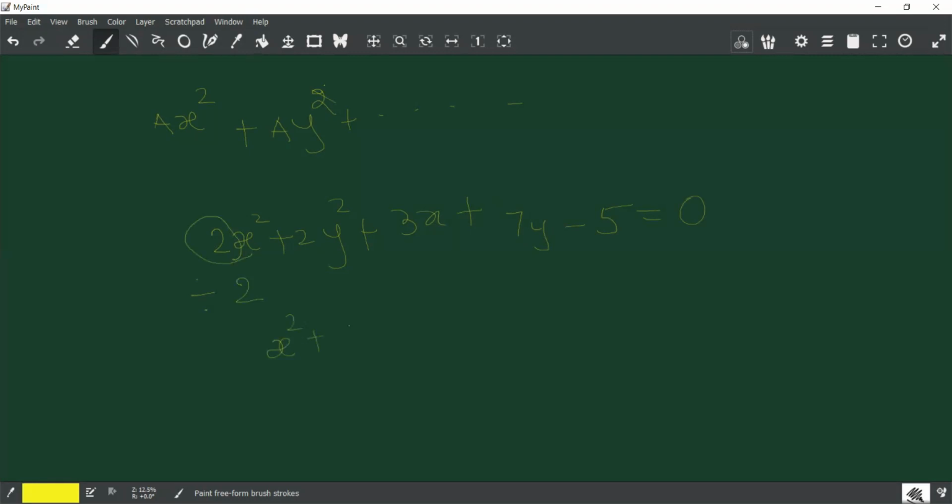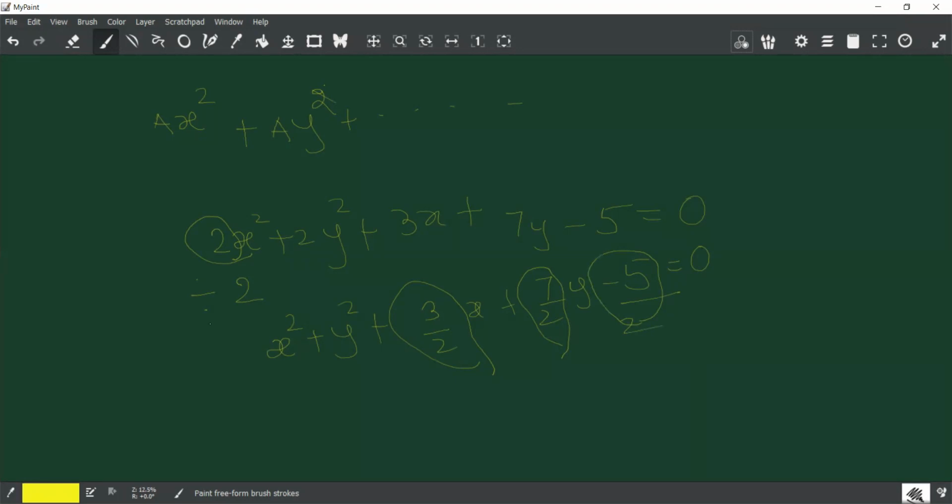So we'll have x² plus y² plus 3/2x plus 7/2y - 5/2 is equal to 0. Then straight away 2g is this, 2f is this, and the value of c is this. Then you only remember the center -g, -f. You know how to find the radius, square root of g² plus f² - c. Correct? So this is a second degree equation. Yeah, -5/2, that's correct. Right? Is that clear?